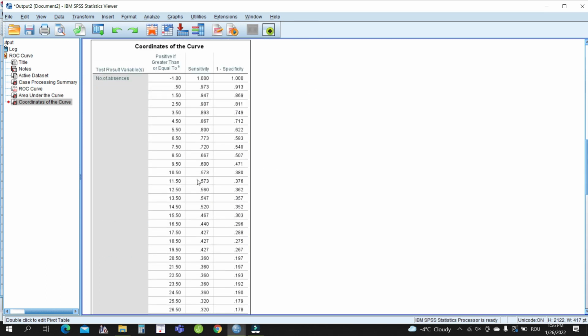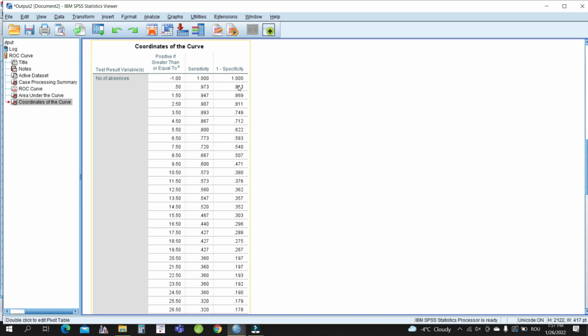Finally, the last table from the results section incorporates the coordinates of each curve. This means that for each of our two classifiers, the table presents each possible cutoff point with its sensitivity or rate of true positives and 1 minus specificity or false positive rate. How can we find the optimal cutoff point?